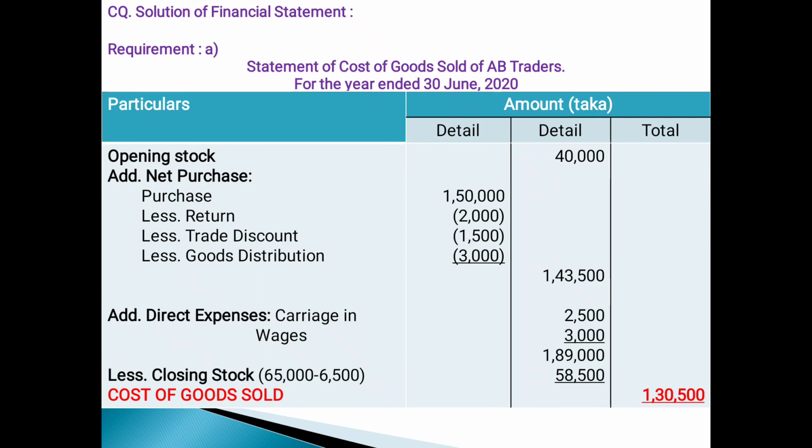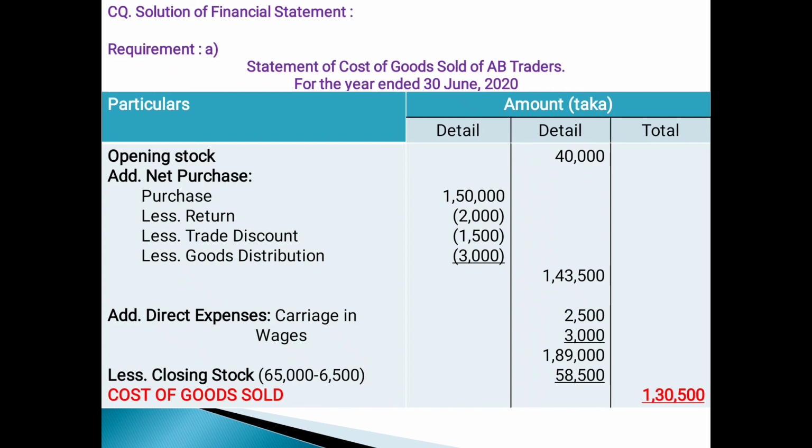At direct expenses, 2 items of direct expenses are available in the trial balance. Carriage inwards 2,500 is written in the middle column as there is no adjustment. Wages Taka 3,000 from trial balance is written in the middle column. All adding items to be totaled, that is 1,89,000, less closing stock. Net amount of closing stock 65,000 minus 6,500 is equal to Taka 58,500. And then go for the net amount of cost of goods sold, to be totaled: 1,30,500.